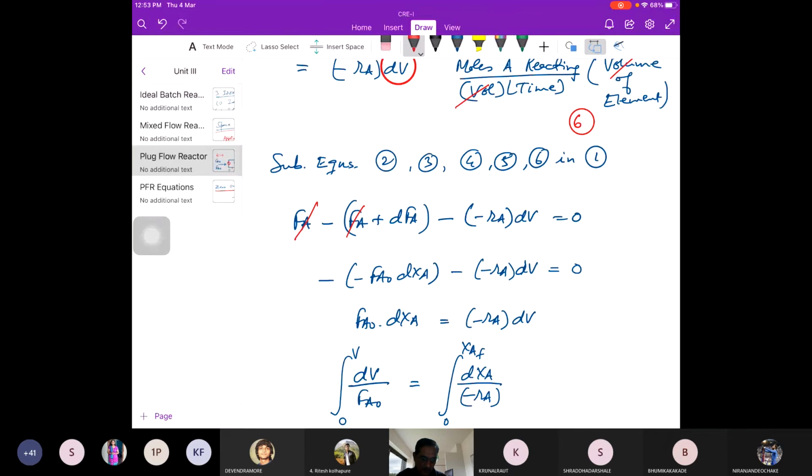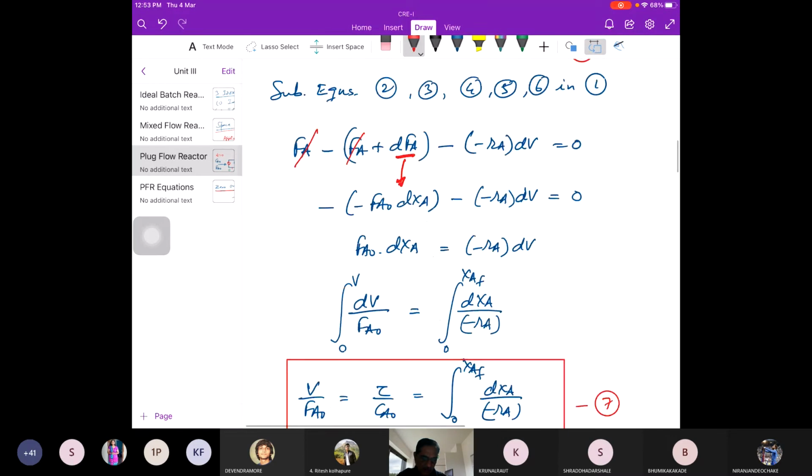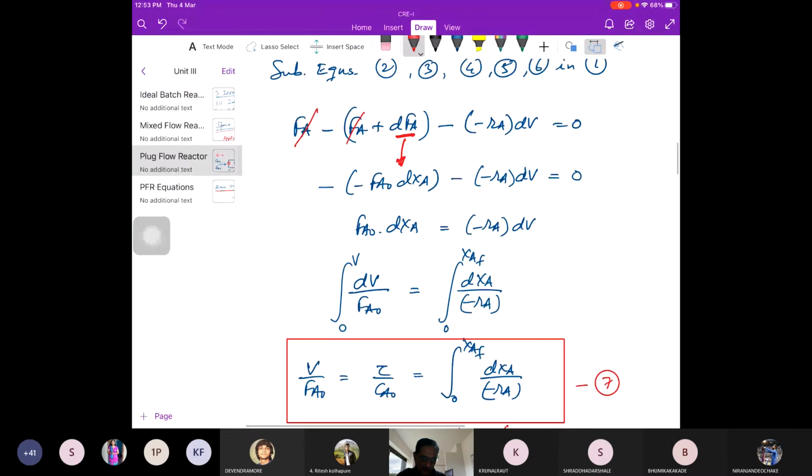FA cancel हो गया and FA plus dFA का यहाँ पर substitute किया हमने, minus FA naught into dXA minus RA into dV equal to 0. ये सब पॉजिटिव हो जाएगा, साइन वाइन का चले जाएगा. What you get is FA naught into dXA is equal to minus RA into dV.